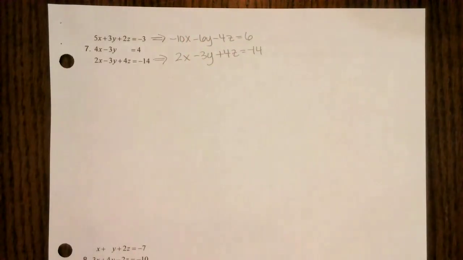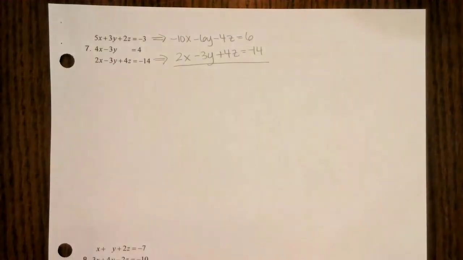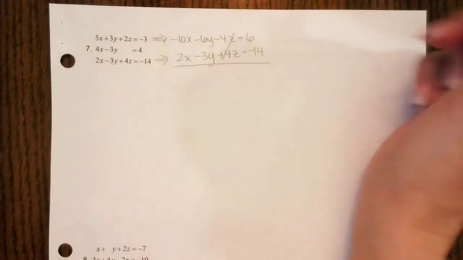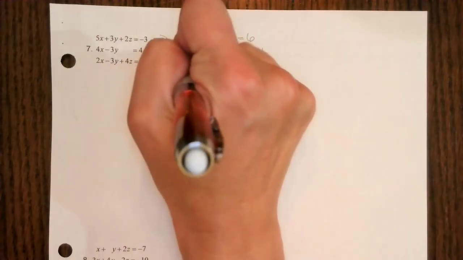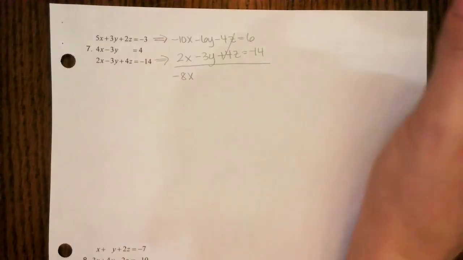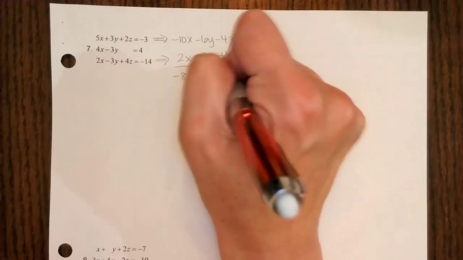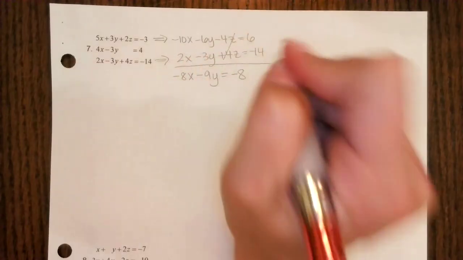There's not one way of doing these equations. Sometimes you guys are going to pick different variables to do it. That's okay. You're still going to end up with the same answer as long as you do it correctly. All right, we're ready to add this. -4z plus 4z is 0, so this cancels out. -10x and 2x is a -8x. -6y and -3y is a -9y. And 6 and -14 give us a -8.